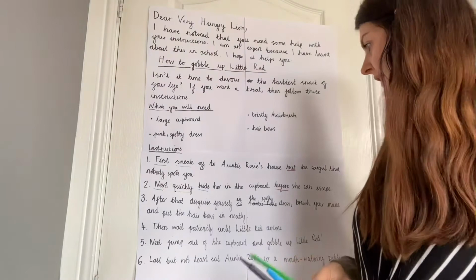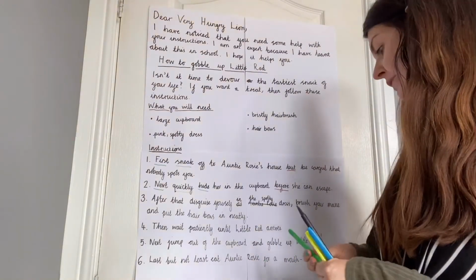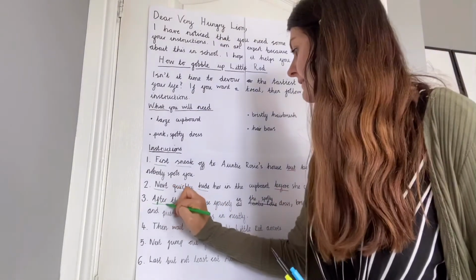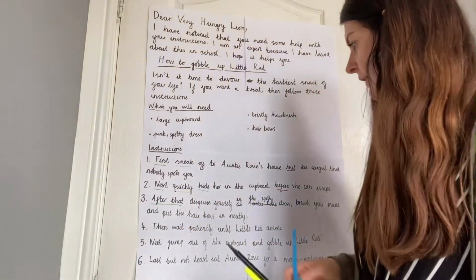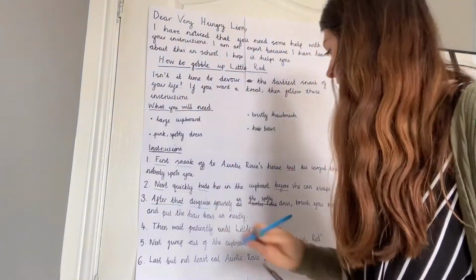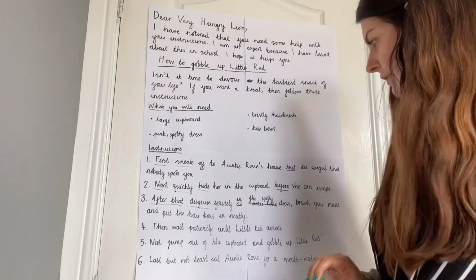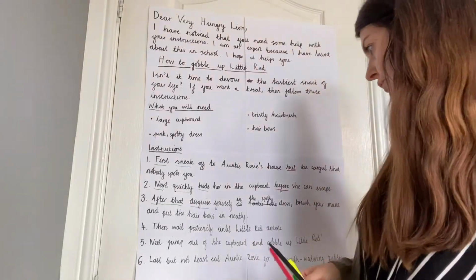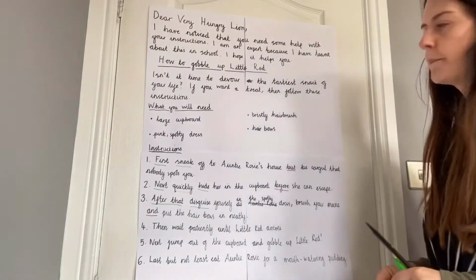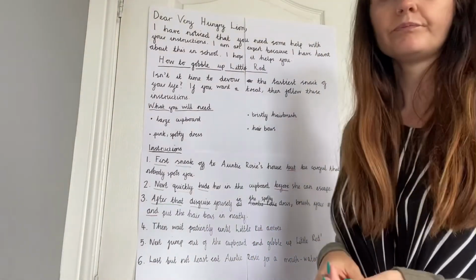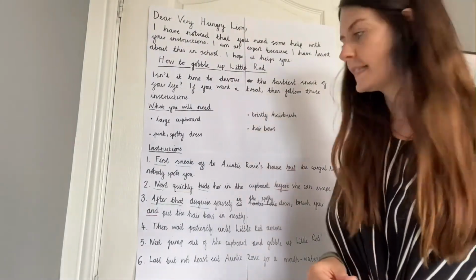I've got after that, disguise yourself in the spotty dress, brush your mane and put the hair bows in neatly. So I've got after that, disguise is our imperative verb. And we've got commas in a list here. So I've got the word and, which is a conjunction. Okay, and I have used lots of words from my word mat to help me. Okay, we've got to do one more sentence to finish off.